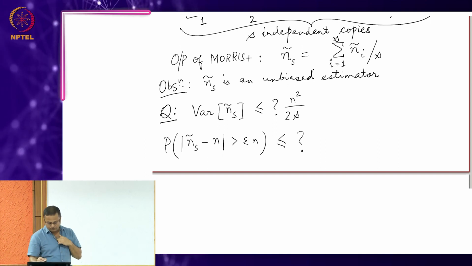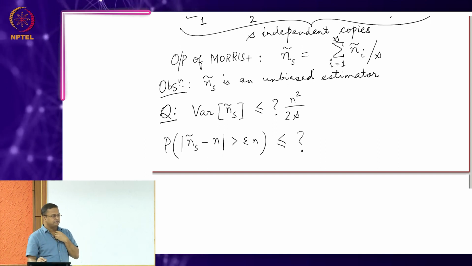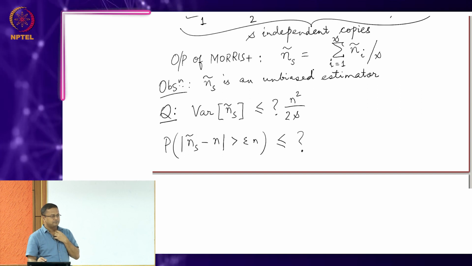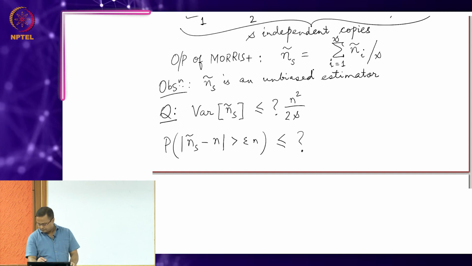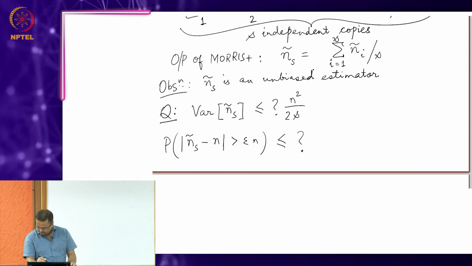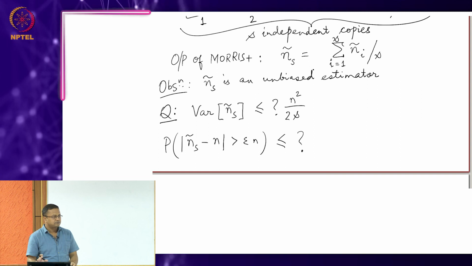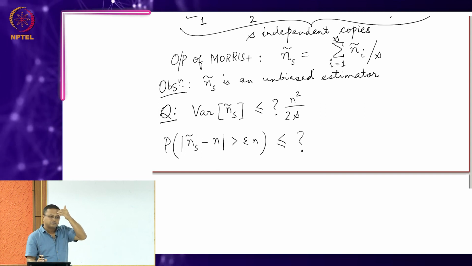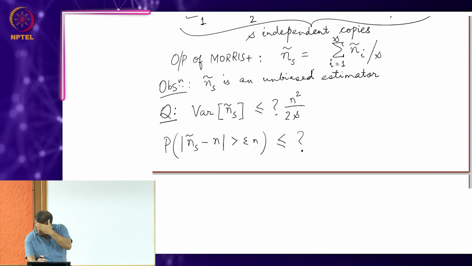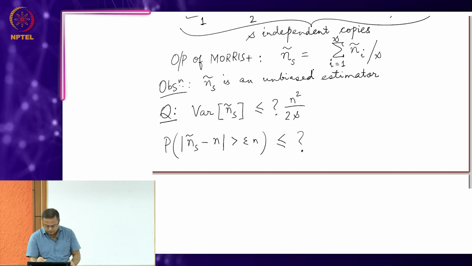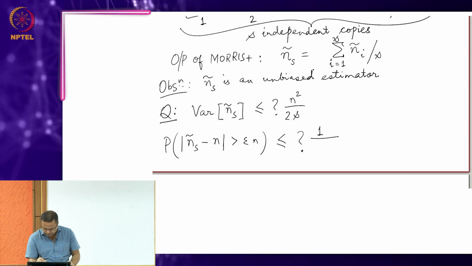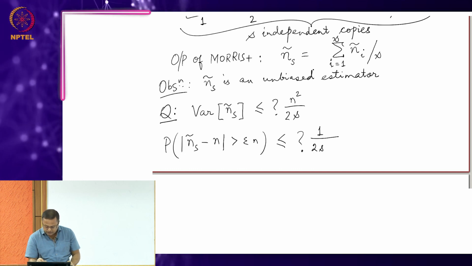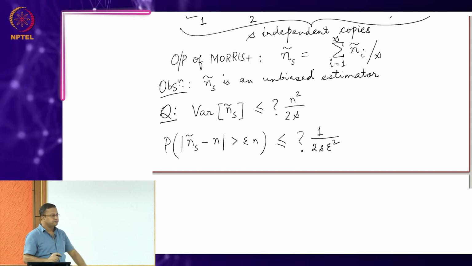Quick, what is this value? Let us see how much it is coming down by. Yeah, my calculation also shows it to be 1 by 2S into epsilon square.